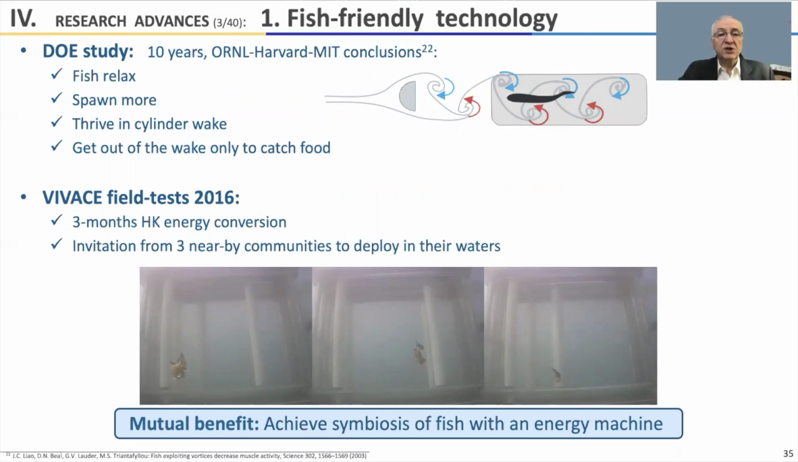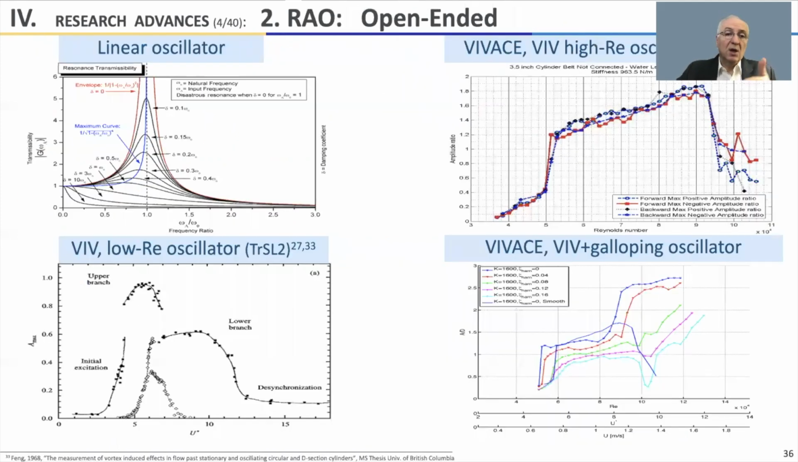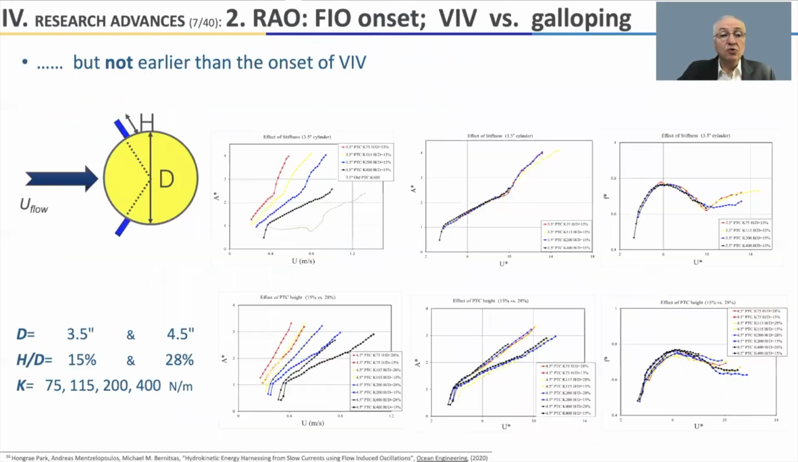What we want to achieve, and we believe we have achieved it, is mutual benefit. Fish benefit from vortex flows, and we take energy out of the flows. If we achieve indeed mutual benefit, that's ideal symbiosis between fish and an energy machine. We talked about response amplitude operator. We said that we have an open-ended response amplitude operator starting a little bit before the natural frequency in quiescent water, but how do you design a response amplitude operator?